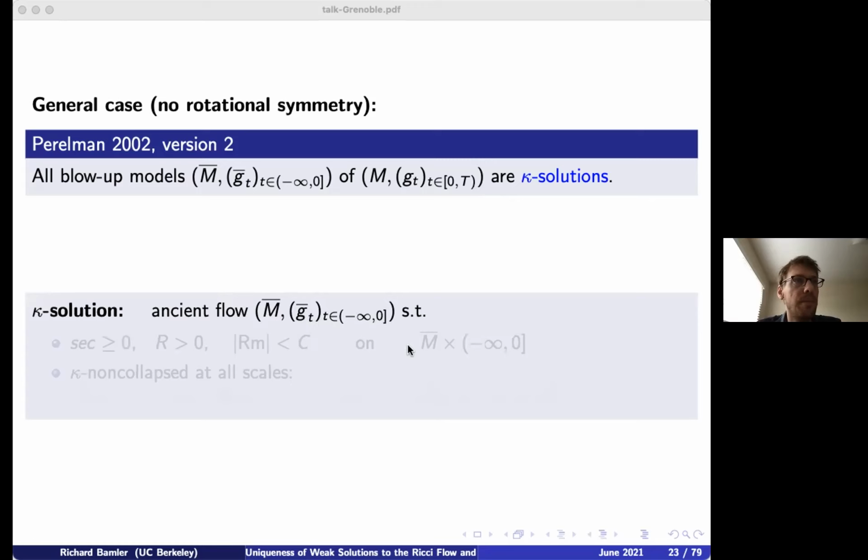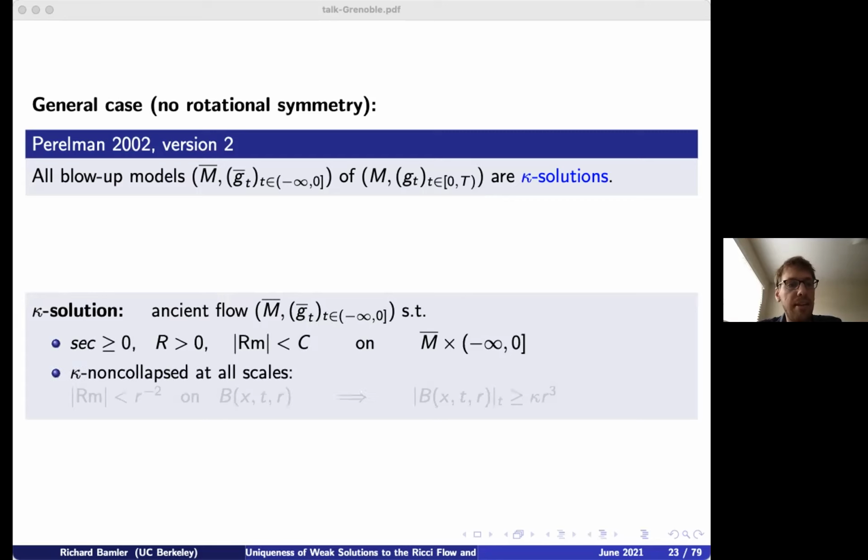certain conditions. So it has non-negative sectional curvature, it has positive scalar curvature, it has bounded curvature in general, and it's kappa non-collapsed at all scales, which just means that the same statement is true, but we don't require R to be less than 1, R should just be positive.